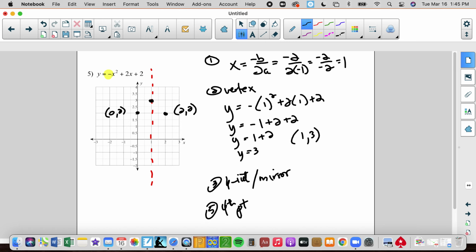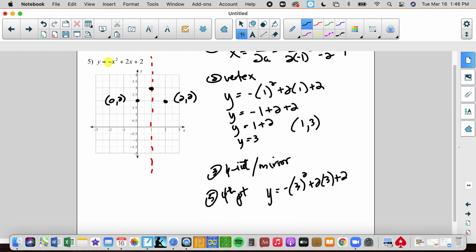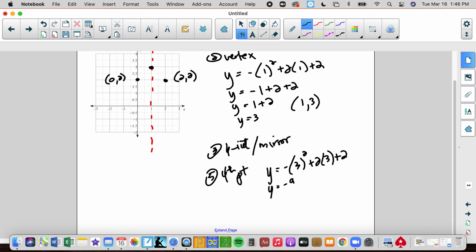What haven't I used? I haven't used 3. So let's plug 3 in. Y equals the opposite of 3 squared. Notice I didn't do negative 3 squared. It is 3 that I'm plugging in because there's no parentheses around that x. So I'm going to square the x and then attach the negative. Plus 2 times 3 plus 2. That gives me negative 9 plus 6 plus 2, which gives me negative 3 plus 2, y equals negative 1.